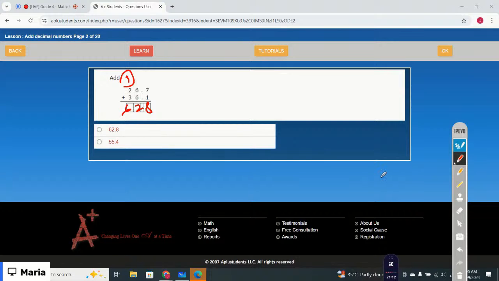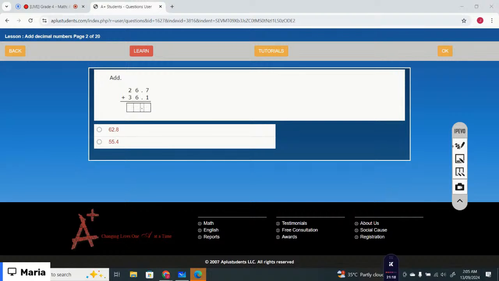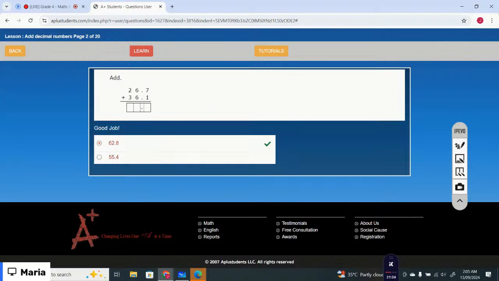62.8 is the correct option. That is option number 1. Option number 1 is the correct option, right? When you add, the correct option is 62.8.